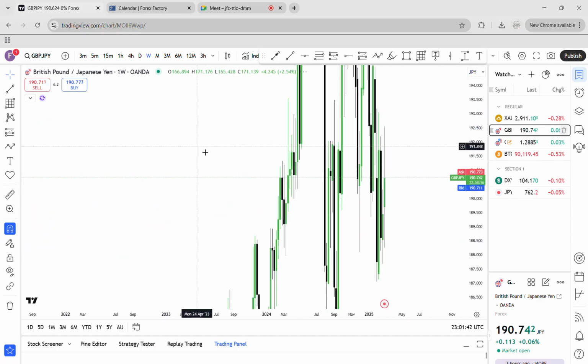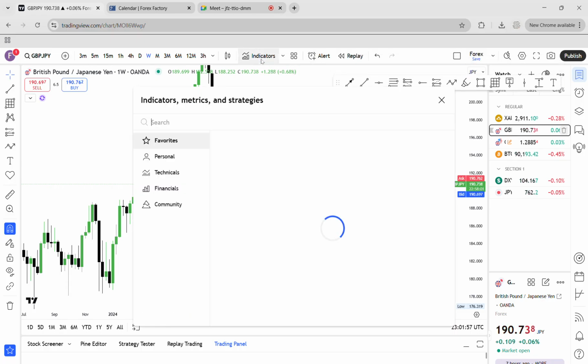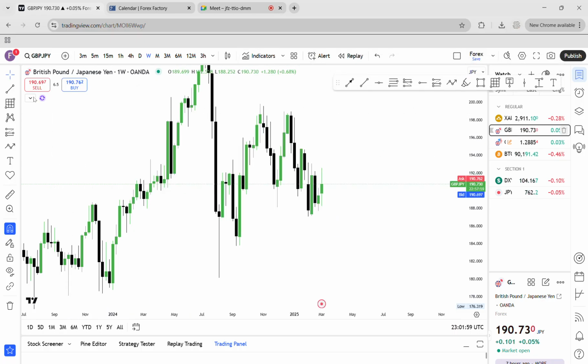Wait, because I asked you last time. I asked you last time to show me the indicator settings again, please. And I have it here.